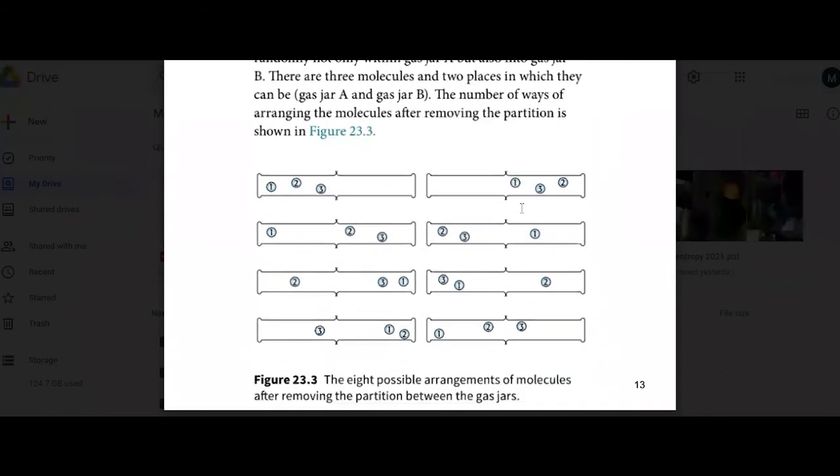There are 3 molecules and 2 places in which they can be. So the number of ways of arranging the molecules after removing the partition is shown in this figure. There are 8 possible arrangements. It can be 1, 2, 3 in gas jar B. It can be 2 and then 3, 1 in gas jar B, etc.